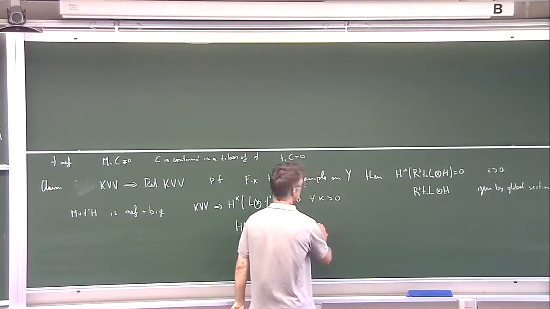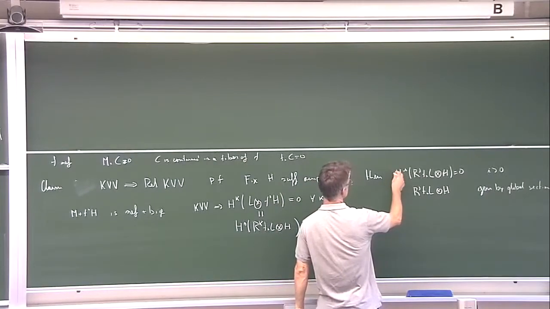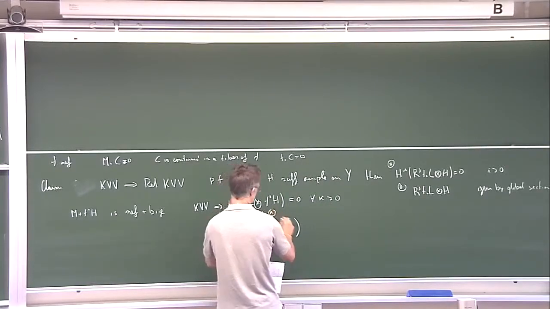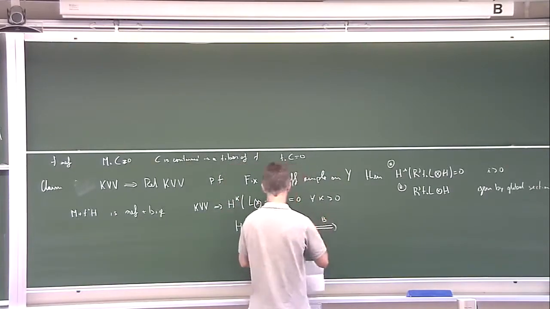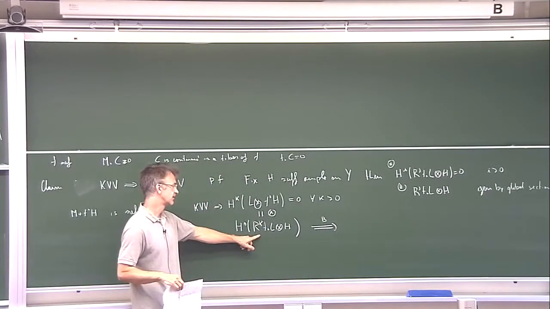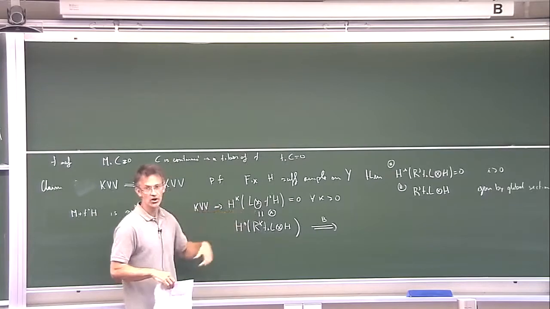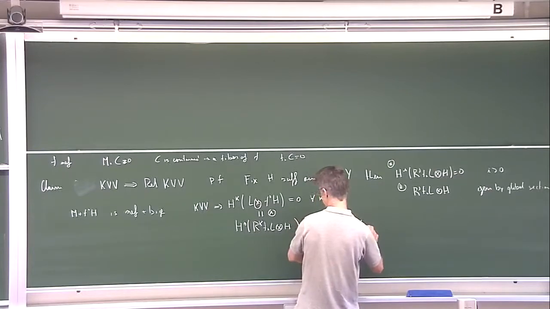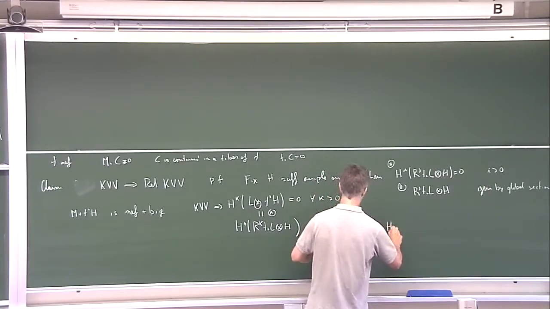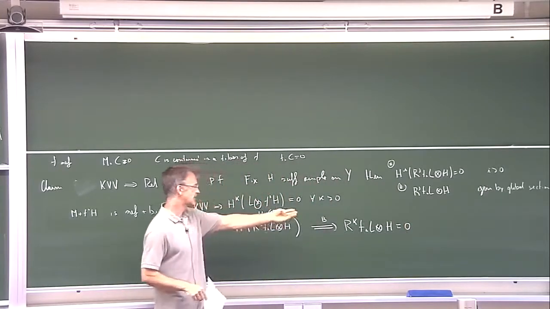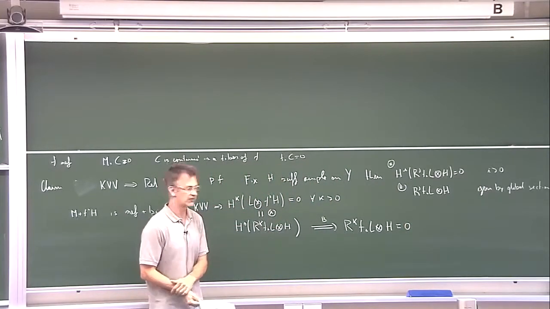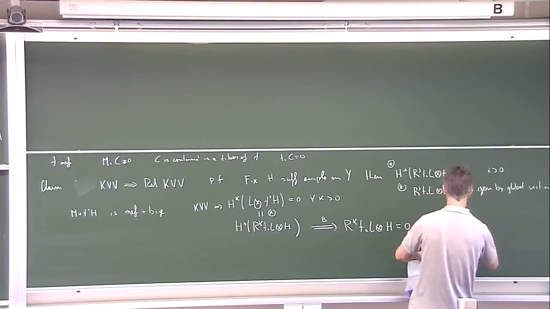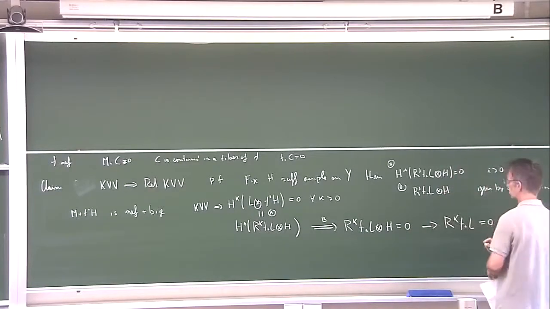However, so maybe let me call this condition A and this condition B. So here I use condition A. Now I'm going to use condition B. I know that these sheaves are globally generated, but they have no sections. So the only way that a sheaf can have no sections and be globally generated is if that sheaf is 0. And now H is an invertible sheaf, a line bundle. So this being 0 is, of course, telling you that the pushforward of L is equal to 0, which is what I wanted to show.